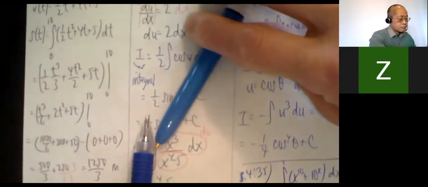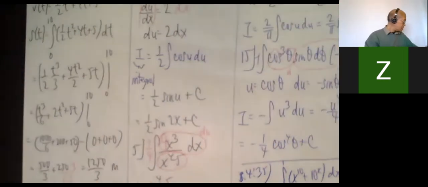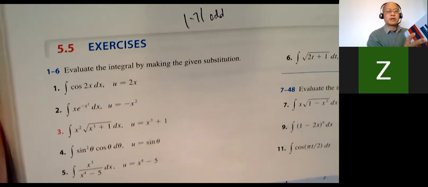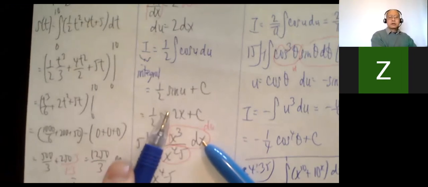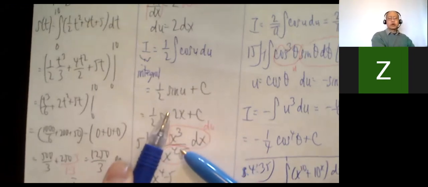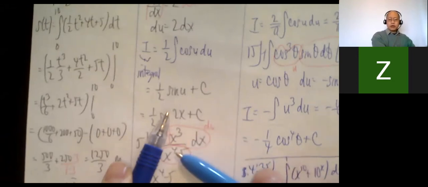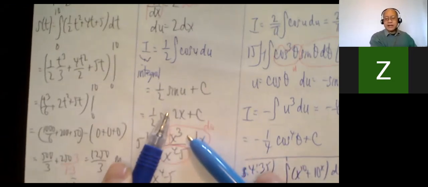All right. Okay, number 5. The original was integral of x cubed over x to the fourth minus 5 dx. Do you see a function and its derivative, sort of? And when you see polynomials like that, a good thing to look for is a polynomial that has a degree one higher than the other. Okay, this is fourth degree, this is third degree. So you know right away the derivative of this is going to be something like this, right?